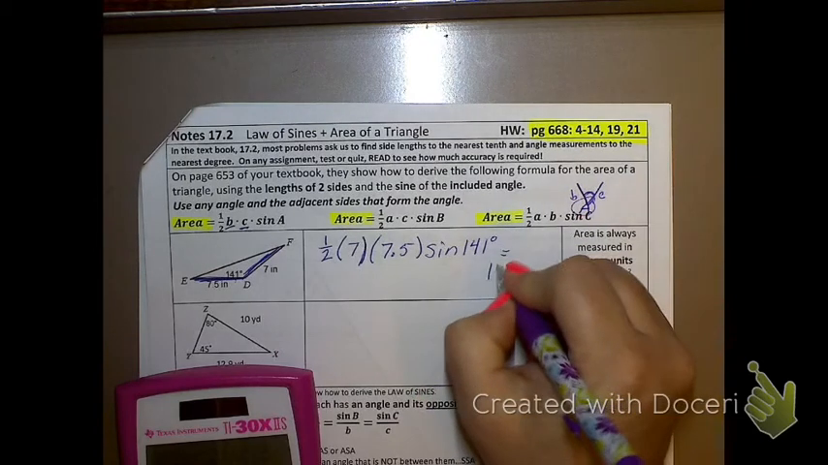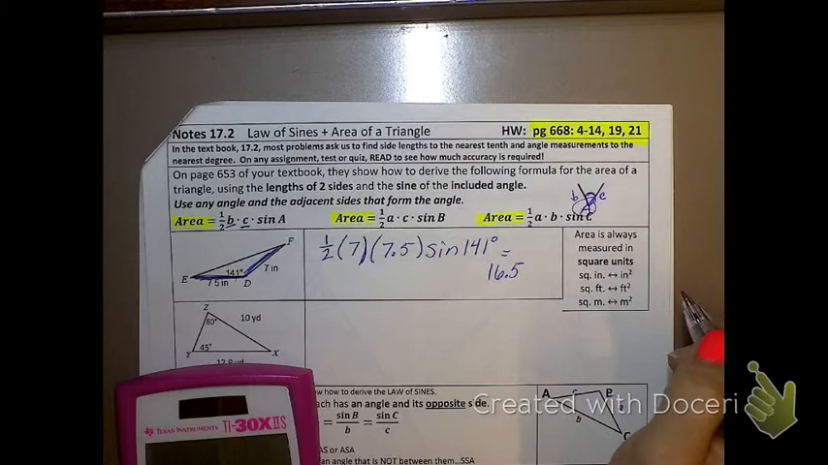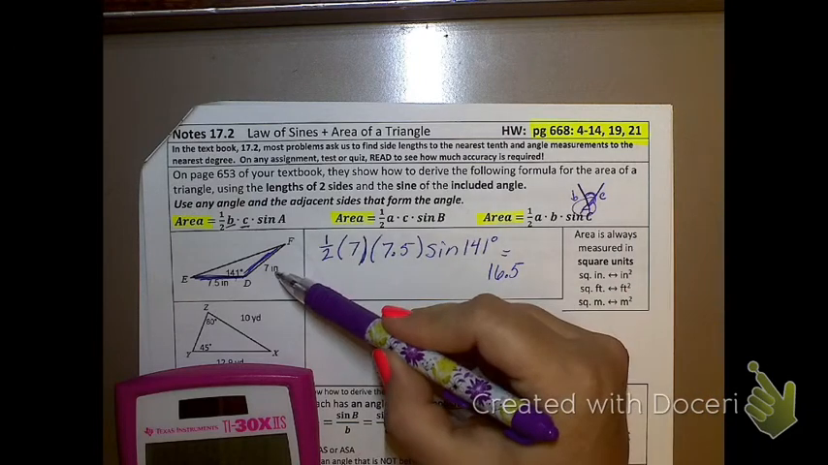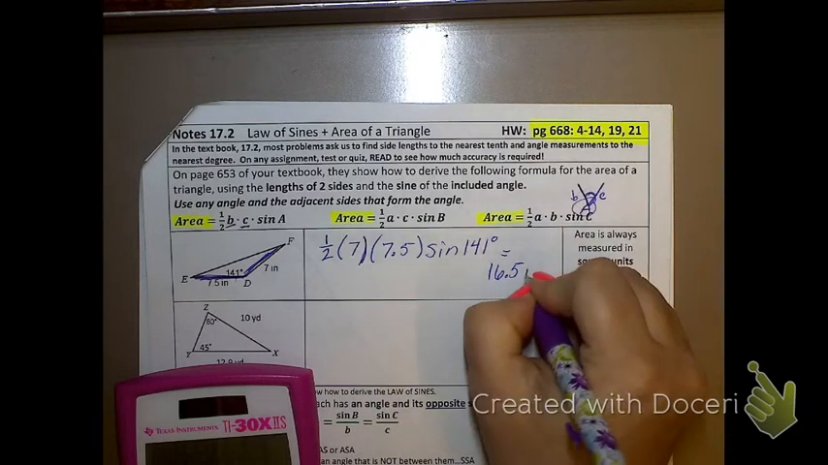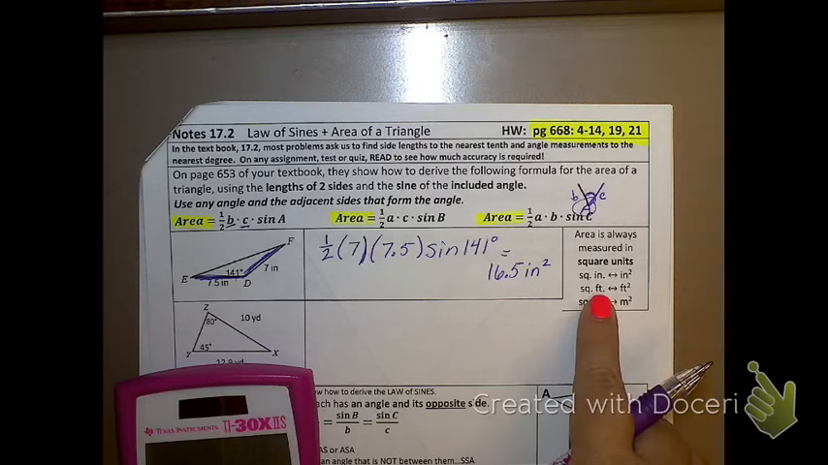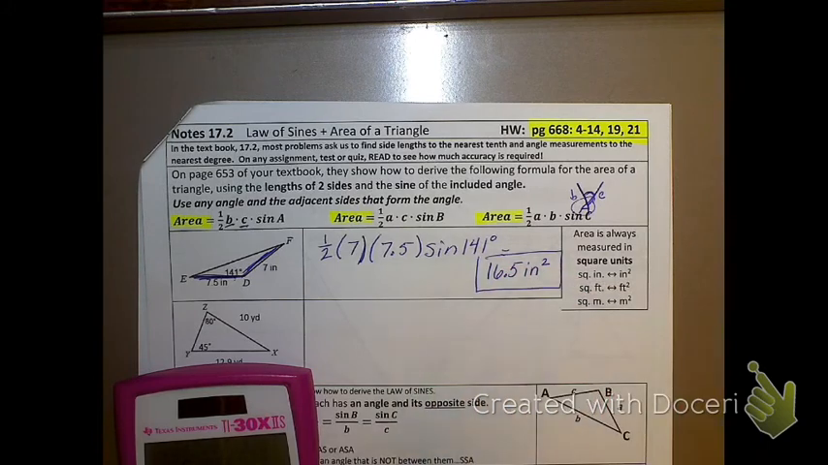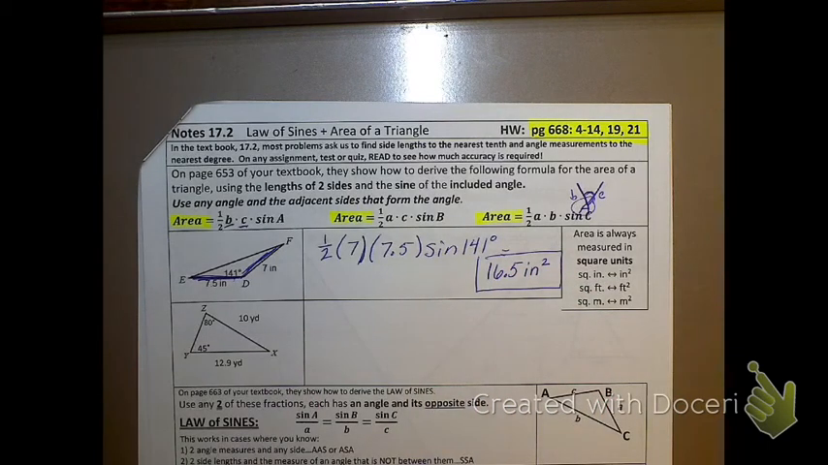Now, I do need to label my answer. So we are talking area, so whatever the label is has to have a squared with it. If we are talking inches like we are in this problem, my answer is going to be inches squared. If you're talking feet, you're going to say feet squared or square feet. If you're talking meters, you're going to say meters squared. Area always has that squared with it. Pretty easy? Okay, let's look at the next one.